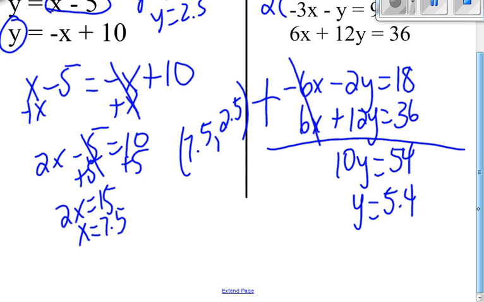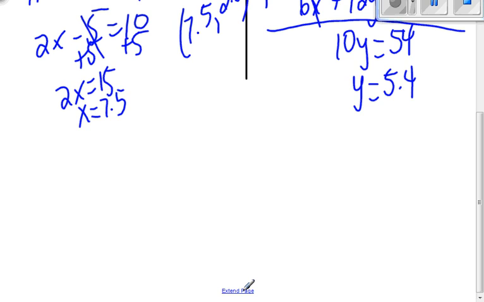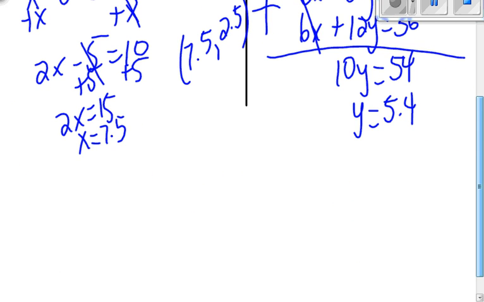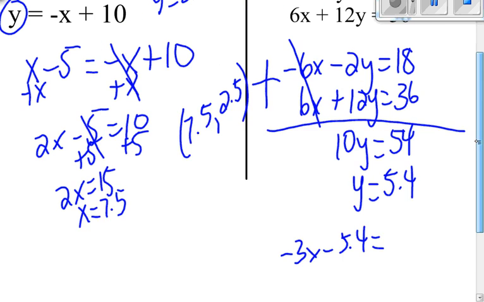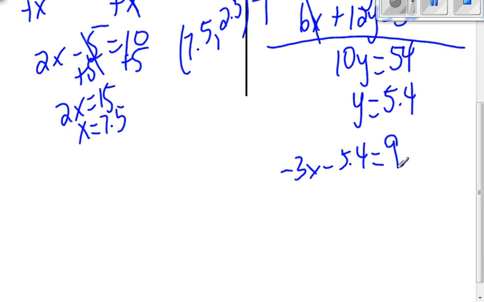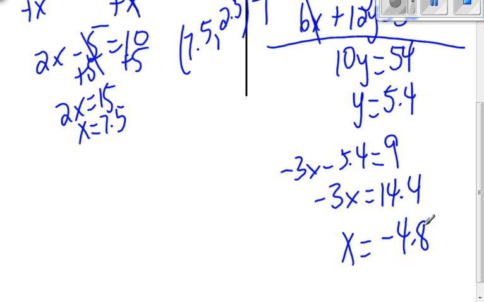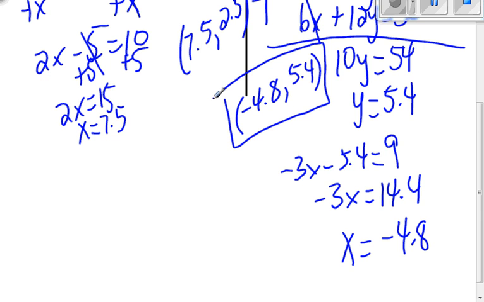Now we need to figure out the x value. So pick one of the original equations. I'll pick the first one. Negative 3x minus 5.4 equals 9. Add 5.4 to both sides. Negative 3x equals 14.4. Divide both sides by negative 3. X equals negative 4.8. And decimals are okay. Fractions are okay. It just means that where the lines intersect will not be on the corner of a box. So there's our answer. Next page.